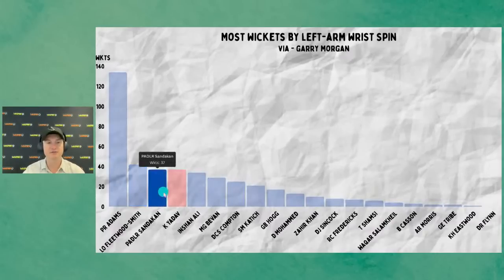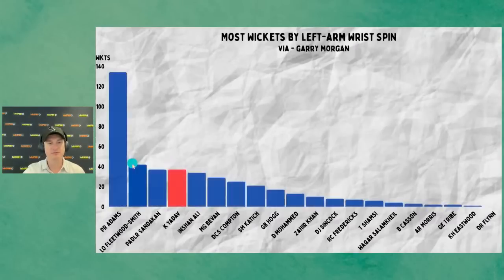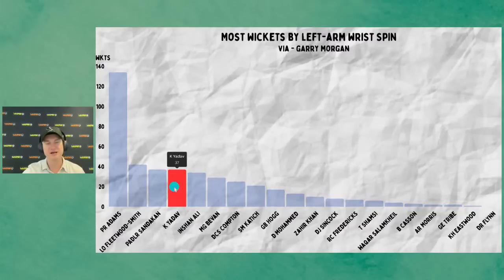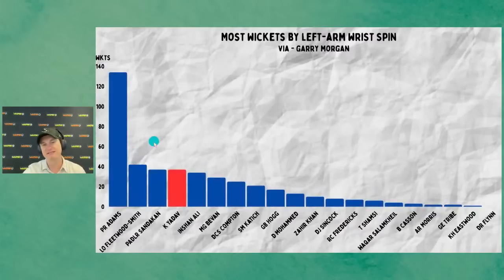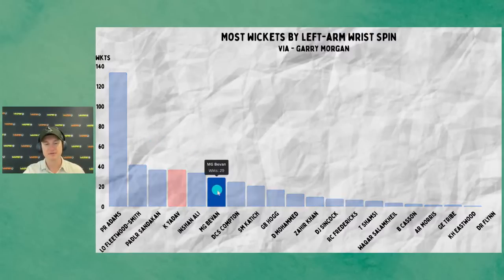Then you got Sandakan, of course, who basically doesn't play all that much at all. And occasionally comes in for Sri Lanka. So Kuldeep's probably going to, even if he just plays a couple more tests, he's probably going to end up as the second most wickets ever by left-arm wrist spin. You'd see, I don't know much about Inshan Ali. I have to have a look at him.